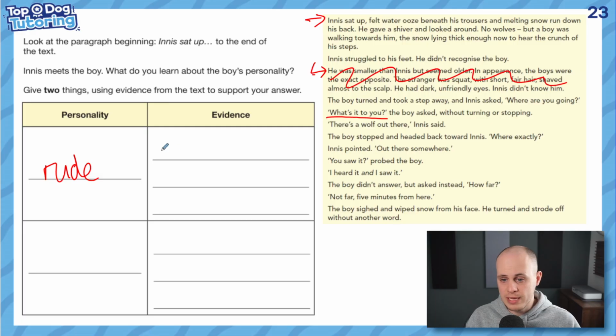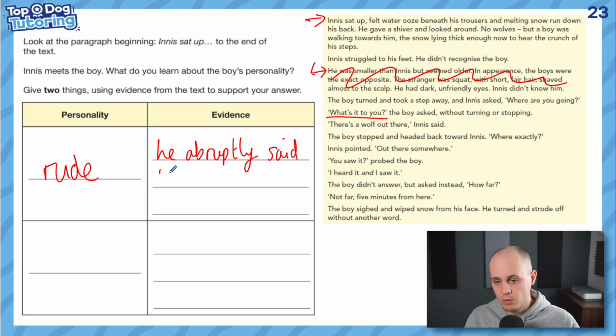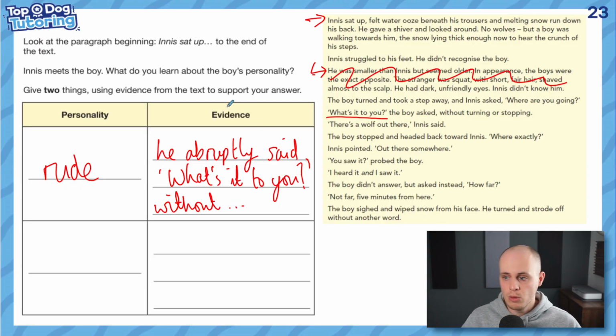And my evidence would be, he abruptly said, and that's a really important part of my evidence, that I'm showing that I know the way he said it and why that's rude. He abruptly said, "What's it to you?" And I'm even going to add in, to make it really clear, without turning or stopping. Okay? I'm not going to write it all out for you guys, but you get the idea. Without turning or stopping. So I think that's one really, really good point with evidence.